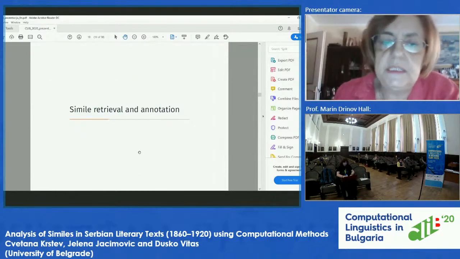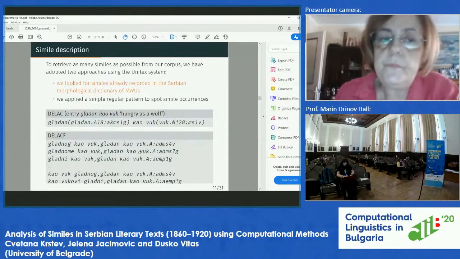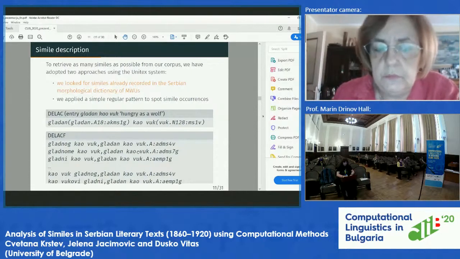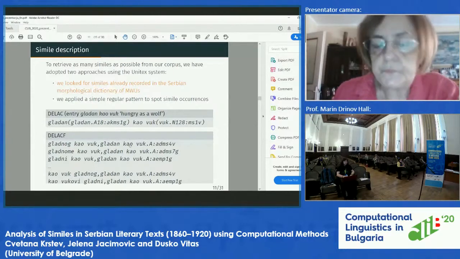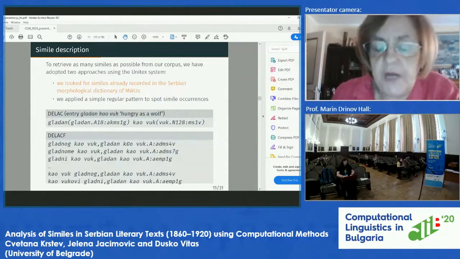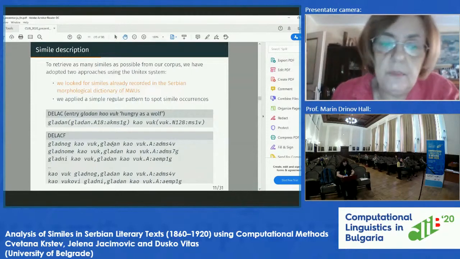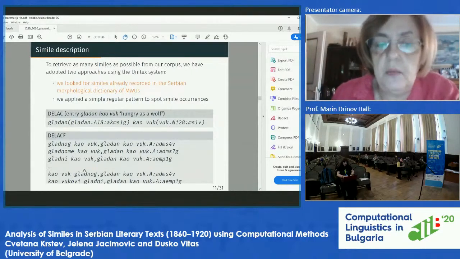And now something about simile retrieval and annotation. How have we retrieved the similes in our corpus? First of all, we used the electronic dictionary of Serbian, which also has some multi-word expressions, among them some simile figures. This dictionary enables us to recognize morphological forms of these multi-word expressions, as well as some variations, like some word order, as we see here in this example. We see one simile, hungry as a wolf. In Serbian, it can be gladan kao vuk, but also the other way around, kao vuk gladan. This can be described by electronic dictionaries.